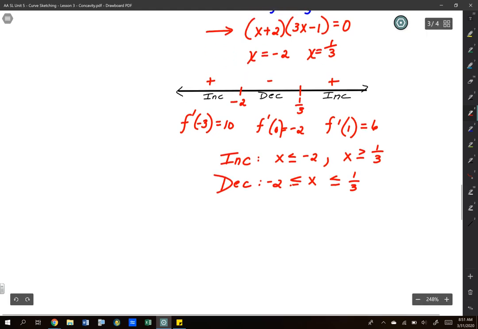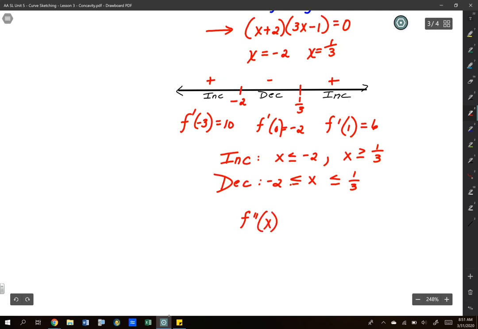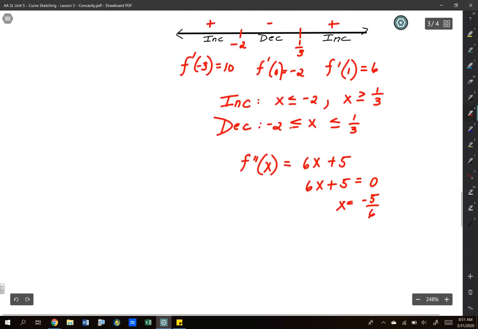All right, now we're going to take the second derivative. So we take the derivative of the first derivative, and we're going to get 6x + 5. We're going to set our second derivative equal to 0. So we're going to get x = -5/6. So that's the critical value we'll use for our second derivative test where we're checking for concavity. Our critical value in this case is -5/6.